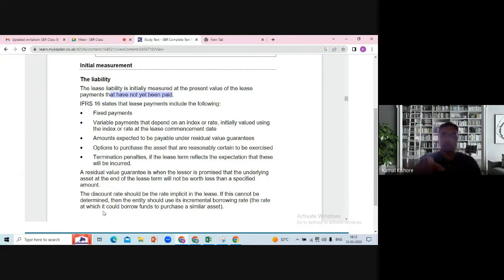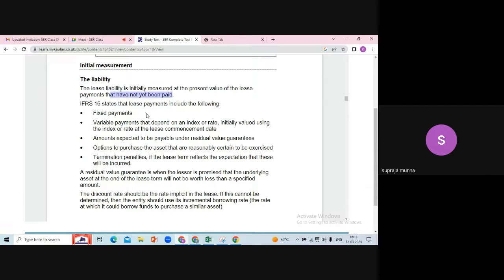So you have to look at it practically. In any lease arrangement, there can be payment at the beginning, right? Then there could be an option to purchase the asset, so I may have to pay an additional amount, and that amount also has to be included. Any other penalties, all these things should be included in calculating the present value of the lease liabilities. This is the point.